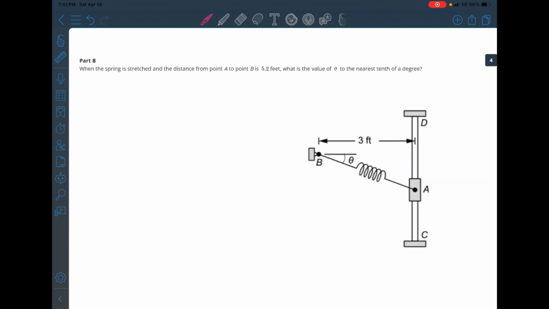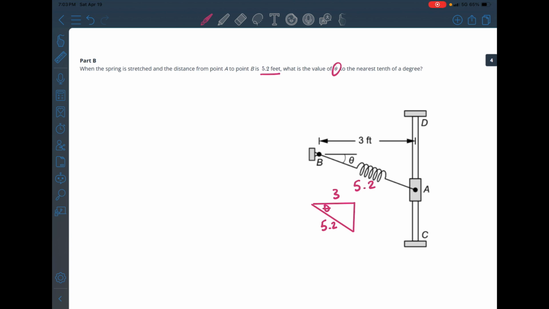We've got the same setup as the last problem, but in this problem it says when the spring is stretched, the distance from point A to B is 5.2. So we were just finding that, but now we say it's 5.2. And we've got to find what this angle is. So if we drew this out again, sometimes it's easier to draw it out of what the picture shows. We know this is 3. We know this is 5.2. We don't know what theta is.